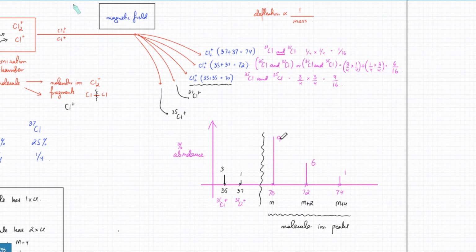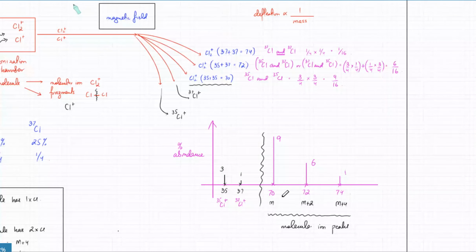So the ratio of the percentage abundance, or the ratio of the detections, would be that you will detect 9 of these particles, 6 of these, and 1 of these. So the ratio would be 9:6:1. And there's going to be M plus 2 and M plus 4 peaks, where the plus 2 only indicates that if this is the molecular ion peak 70, that's the first one. This is 72, which is plus 2.